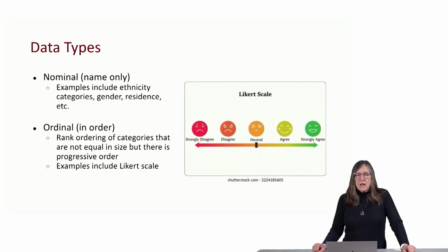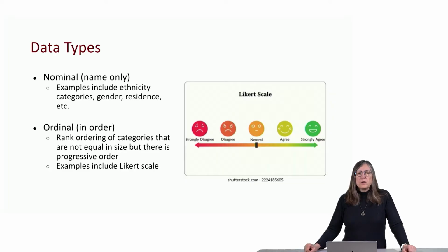So the first is nominal. You can think of that as name only. So there might be numbers, but the numbers don't mean anything. There's no order to that. Just name only. Could be ethnicity categories, could be gender, residence, urban, rural. Name only regardless of whether or not it's a name attached to it.